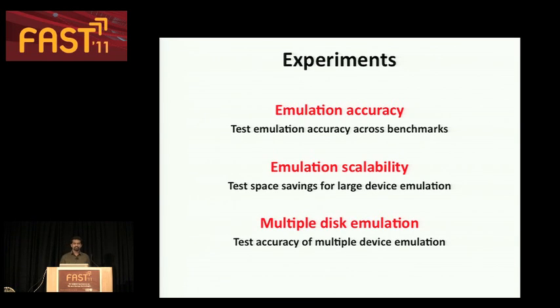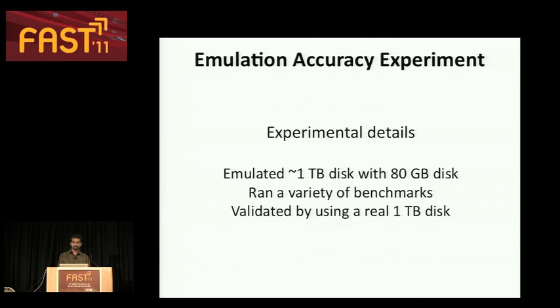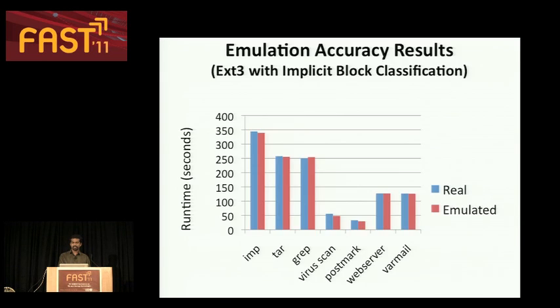We conducted 3 sets of experiments. The first set of experiments tried to measure the accuracy of emulation with David. The second set of experiments test David's scalability in emulating large storage devices. The third set of experiments test David's ability to emulate multiple disks. For the accuracy experiments, we emulated a 1 terabyte storage disk with a 80 GB disk. We ran a variety of benchmarks, and we validated the results against a real 1 terabyte disk.